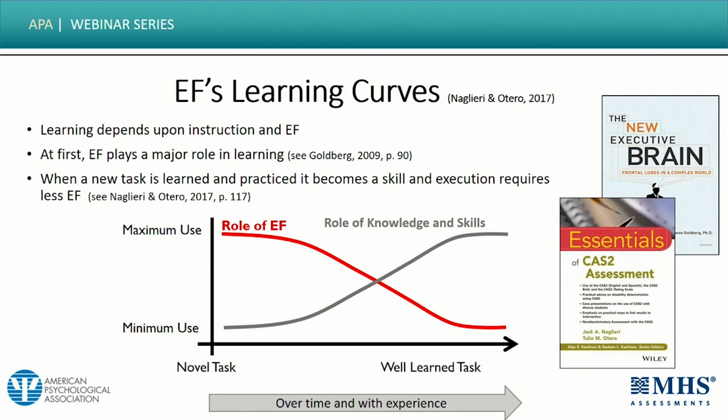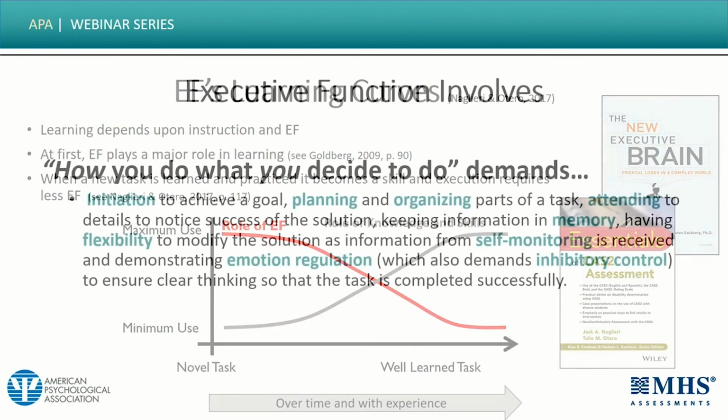And you might be doing something that you've done many, many times before, but the situation somehow has changed, and now all of a sudden the role of EF is maximized. So this interplay of how much do we use EF and how much do we just do what we do is something that's very important in all settings, from academic to work to life.